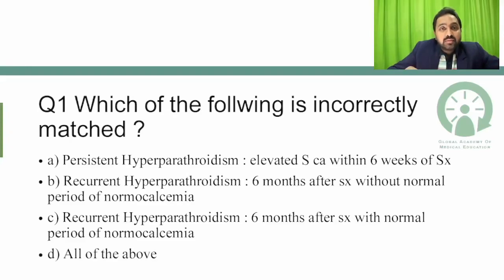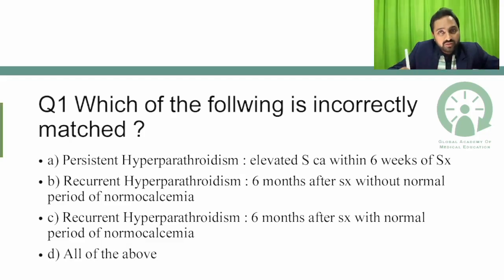The first one is persistent hyperparathyroidism, which says elevated serum calcium within 6 weeks of surgery. Then recurrent hyperparathyroidism, which is 6 months after surgery without normal period of normocalcemia. Then recurrent hyperparathyroidism 6 months after surgery with normal period of normocalcemia. And option D, all of the above.